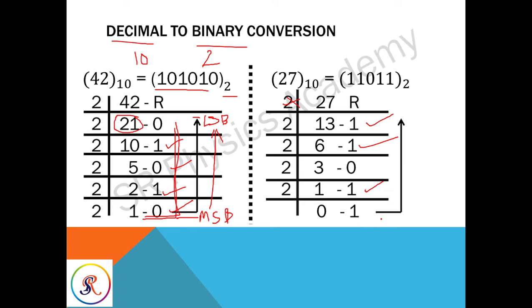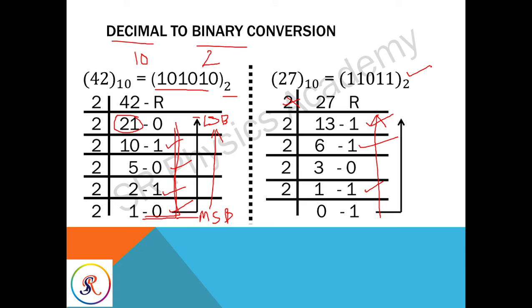So again, how to write? Low to up. What is the answer? The leading 0 is there but no need to write it. 1 1 0 1 1. This is our answer.